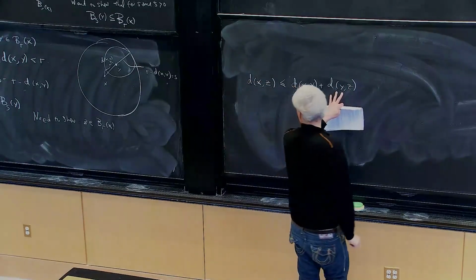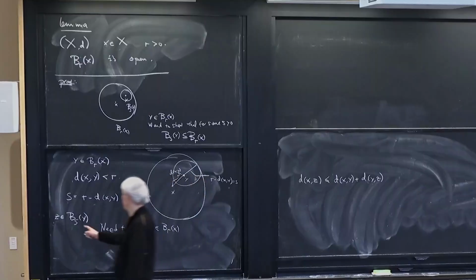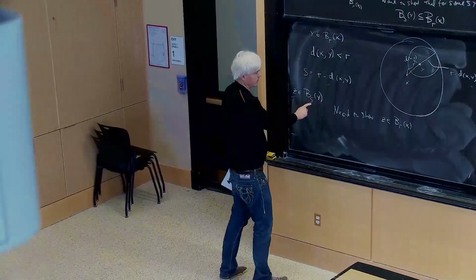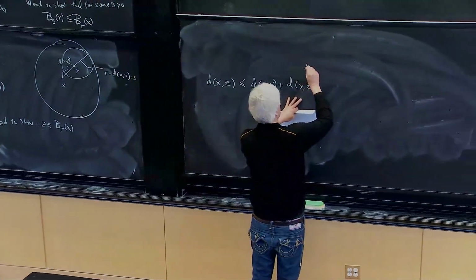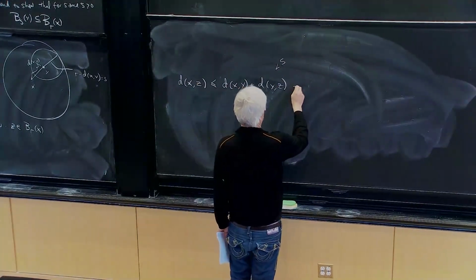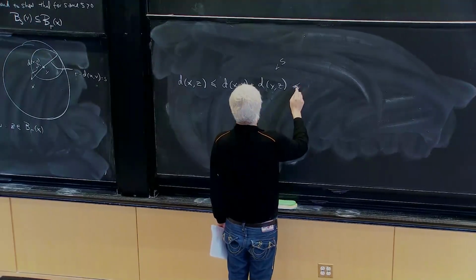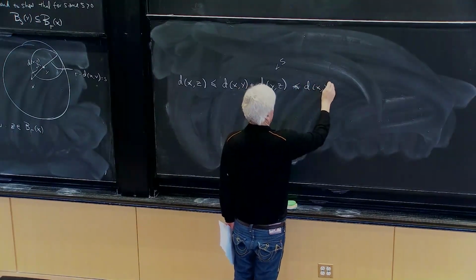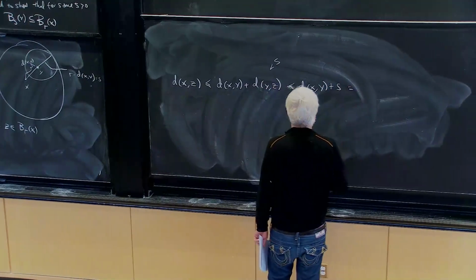This one here, from Y to C, C lies in the ball of radius S around Y. So this means that this thing here is strictly less than S, right? And so you see that this thing here is now less than d(x,y) plus S. Now you fill in what S is.